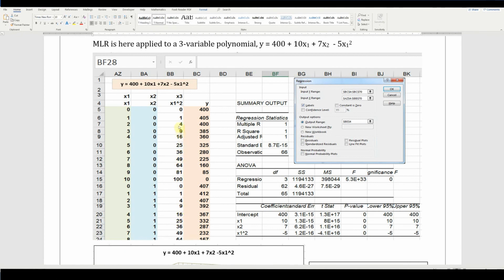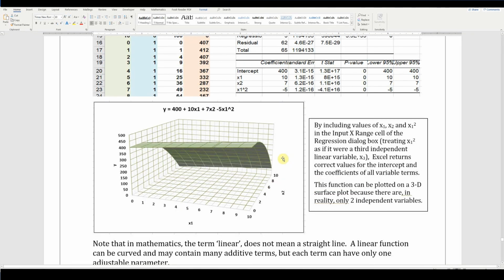Again, if this were real data that we were measuring, you'd be measuring x1 values and x2 values and measuring y values. But to perform regression on it, you would create this third column, which are the x1 values squared, and enter them that way in Excel. So this is what the 3D surface plot would look like for this three-variable equation with two independent variables, x1 and x2. So it's curved, right? It's not flat.